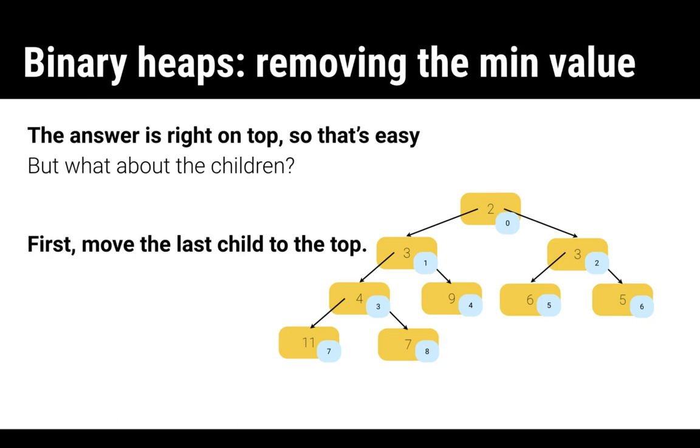All right, how about removing? Well, the answer is right there on top. 2 is the smallest value in this heap, so we know that that's what we're going to ultimately return. We're going to return that number 2. But we need to re-satisfy this heap property, and we also have to deal with this complete tree property.